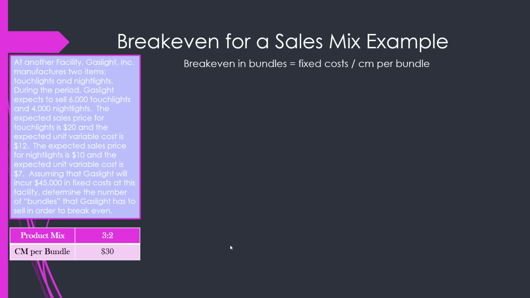And you can go and figure out what your break even is in bundles by taking the fixed costs that are being incurred amongst all of the different products in your mix and dividing it by your contribution margin per bundle. So for Gaslight, their total fixed costs are $45,000. We just determined that our contribution margin per bundle is $30. So $45,000 divided by 30 is 1,500. We're going to have to sell 1,500 bundles to break even.